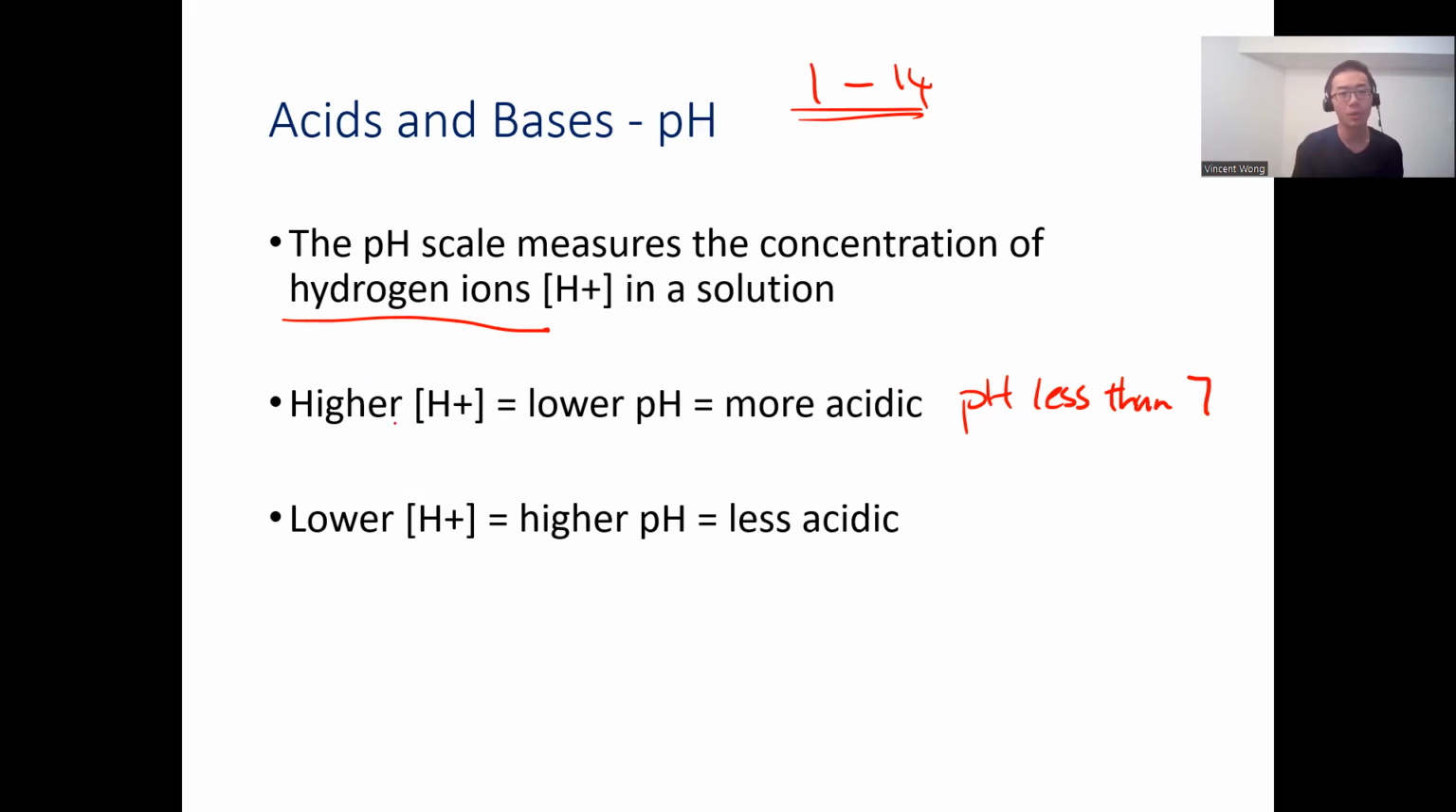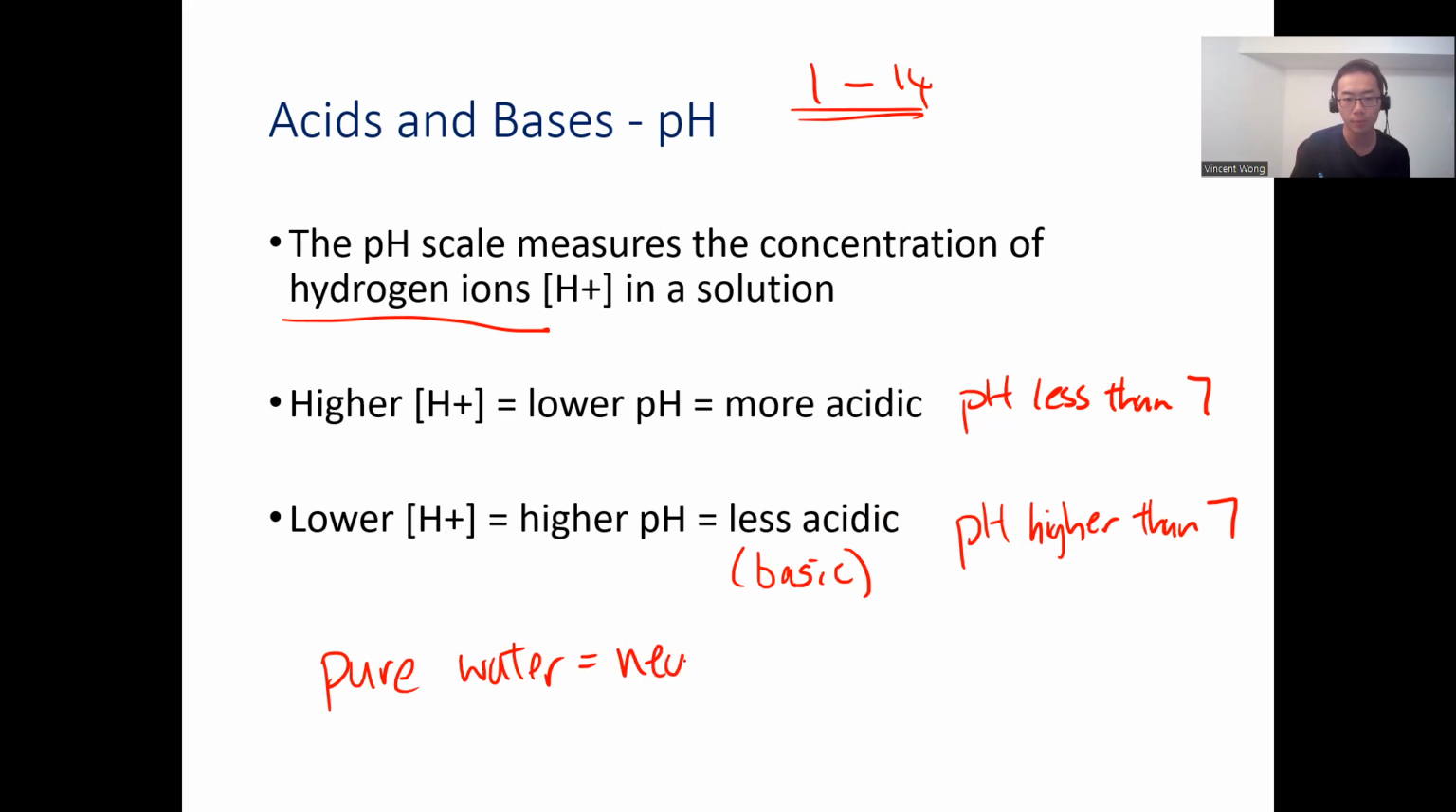Yeah, that's right. So if you have less H plus, then it's a higher pH, then it's less acidic. When something has a pH that is higher than 7, we call them basic. So pure water is neutral, and that has a pH of 7. By the way, not everything has to be acidic or basic. Sometimes they don't have any pH associated with it.